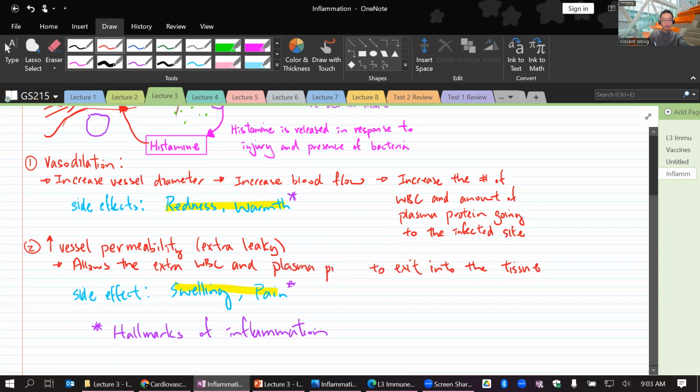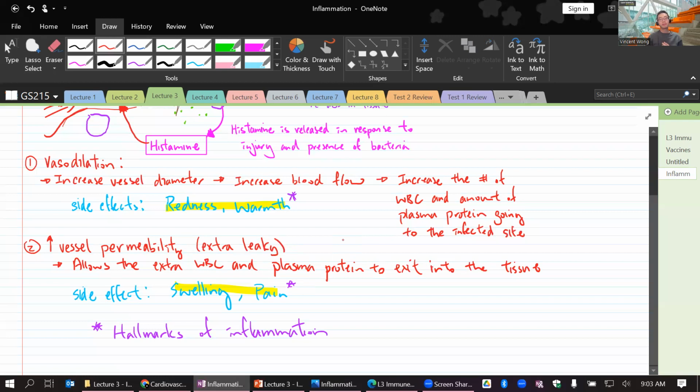Plasma protein. And again, examples of plasma proteins that we've learned so far would be fibrinogen, prothrombin, but there are other ones that we will learn as we go through the lecture, and we can add more to the list.